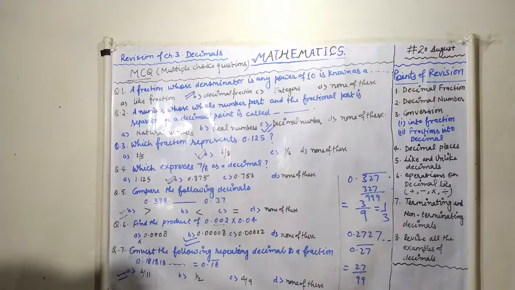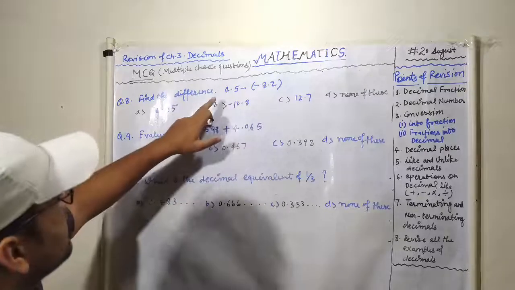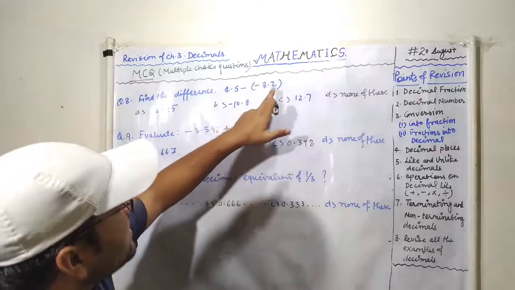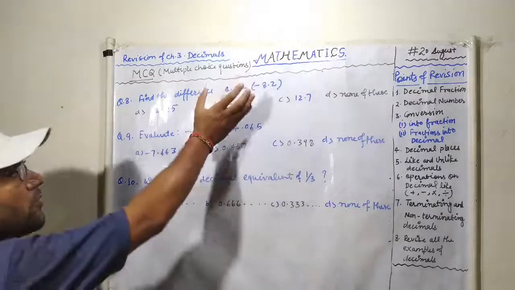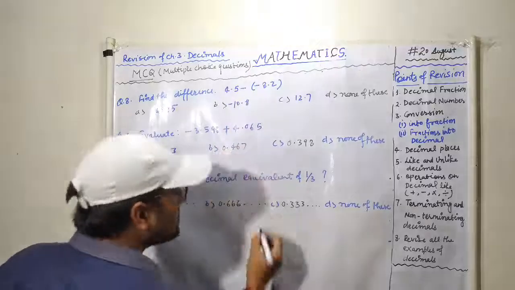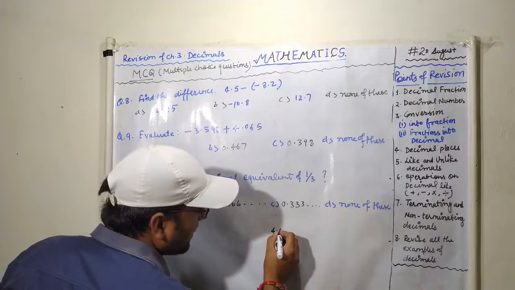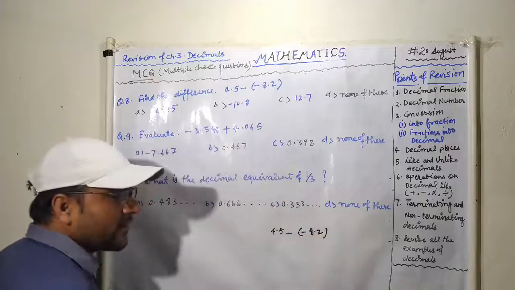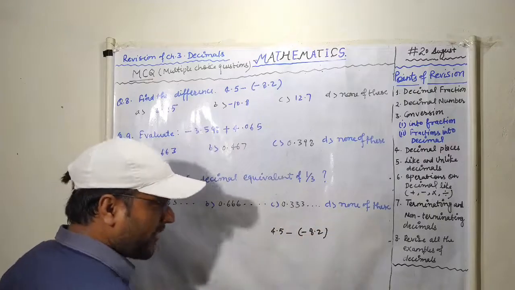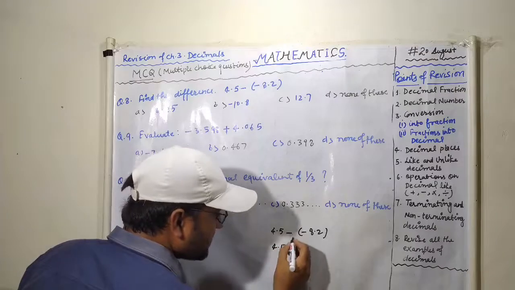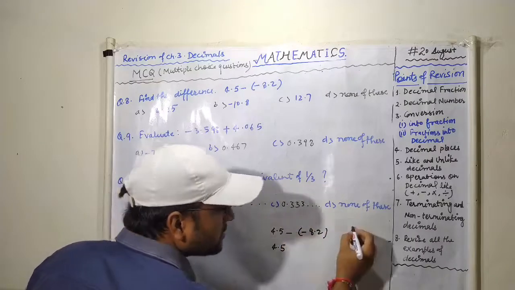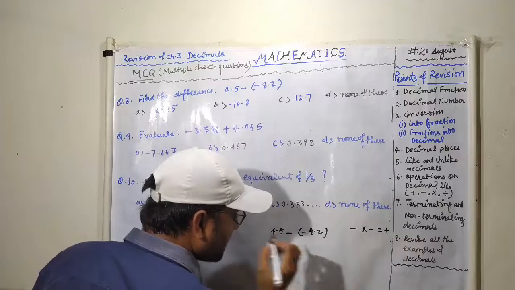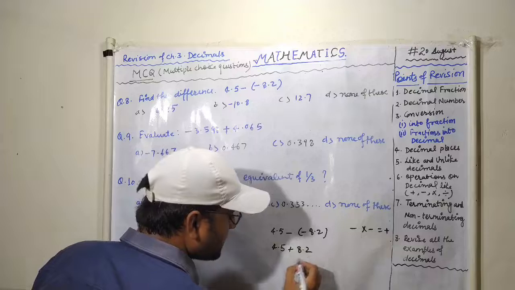Okay, students. Find the difference of 4.5 minus in bracket minus 8.2. Very easy, students. See this one, 4.5 minus in bracket minus 8.2. First you solve this bracket. So 4.5 as it is. If you remove this bracket, minus is multiplied into minus. You know that you will get plus. So minus multiplied into minus, you will get plus 8.2.